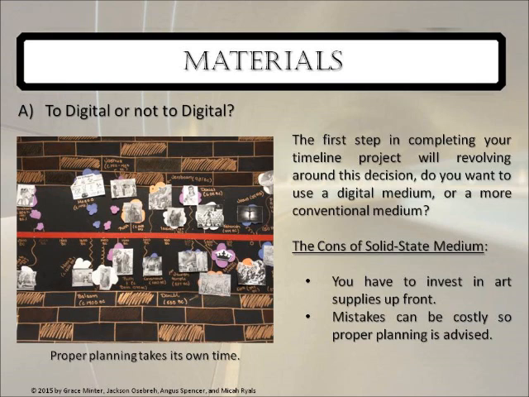Now, a second issue is that a mistake in a solid state medium can be costly. If you've tried to draw something and then you realize, man, did I really screw that up, you often just have to start over on a new piece of poster board or canvas. And so what I recommend, if you're going to use a solid state medium, is to draft first in pencil, make a rough draft, and then once you've got it where you like it, produce a final copy using pen, paint, or whatever medium you think would make it look as nice as possible.